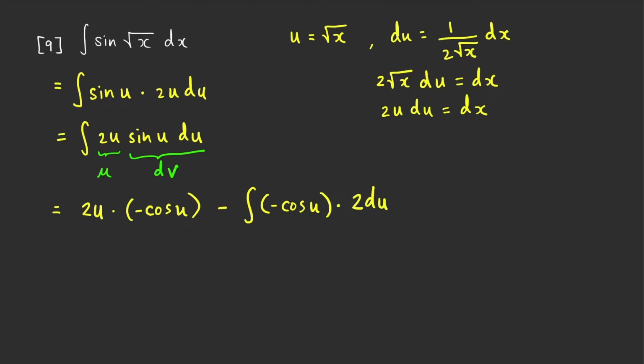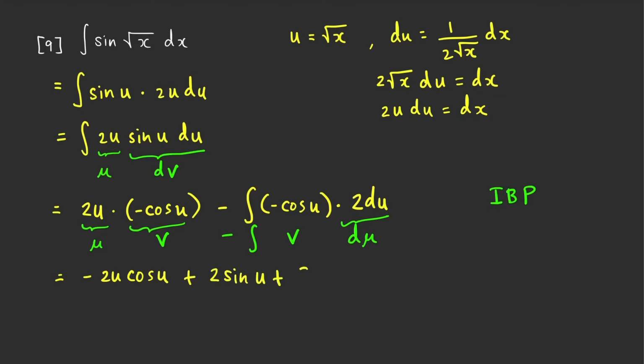Again, this is just integration by parts. The integral of mu dv is equal to mu times v minus the integral of v d mu. Therefore we have negative 2u cosine of u, plus 2 times the integral of cosine u du, so that is plus 2 sine of u plus c. And then again, putting back the u in terms of x, we get negative 2 square root of x cosine of square root of x plus 2 sine of square root of x plus c.